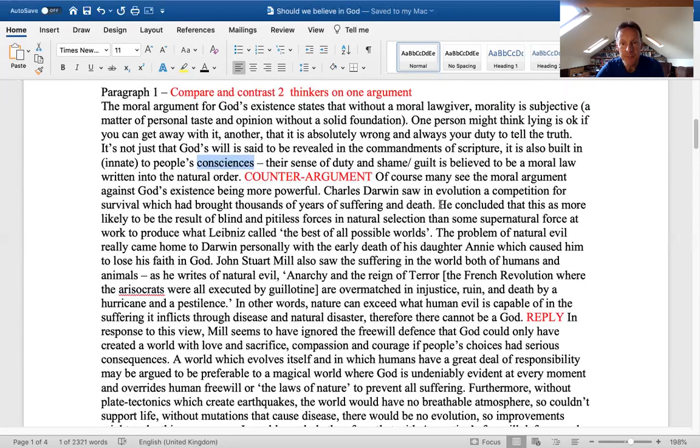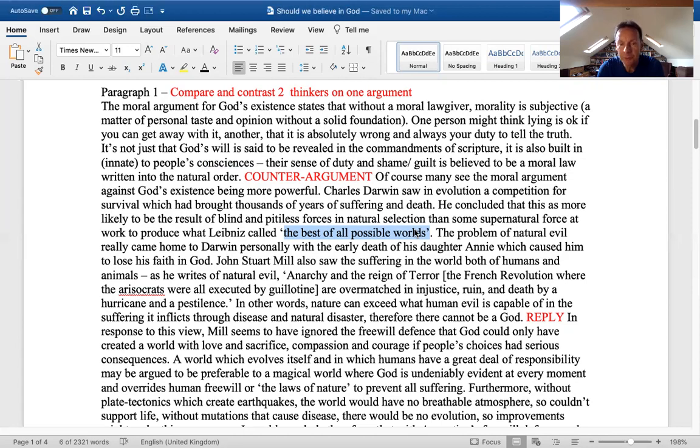He concluded that this is more likely to be the result of blind and pitiless forces in natural selection than some supernatural force at work to produce what Leibniz called the best of all possible worlds. The problem with natural evil really came home to Darwin personally with the death of his daughter Annie, which caused him to lose his faith in God.